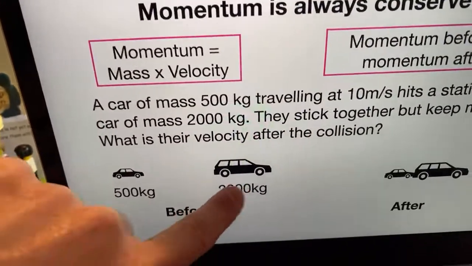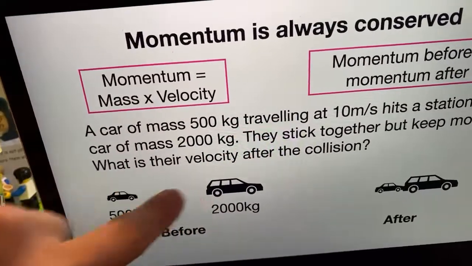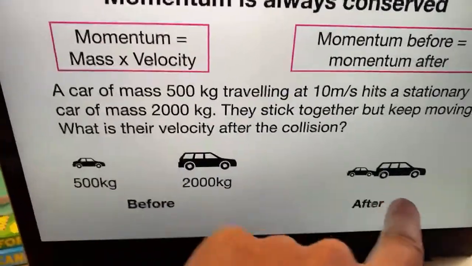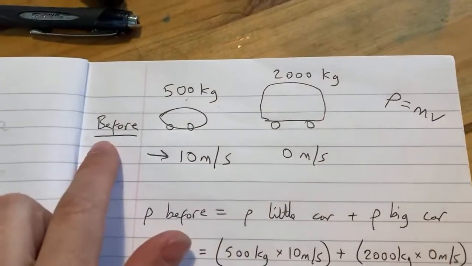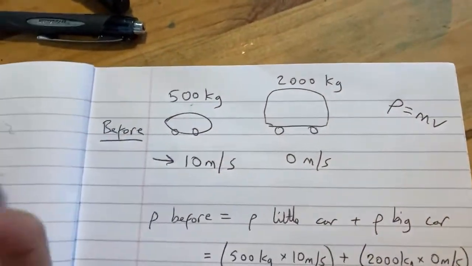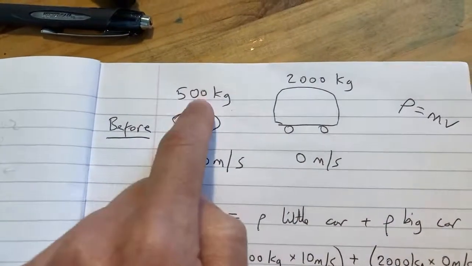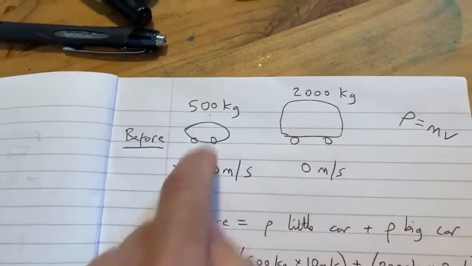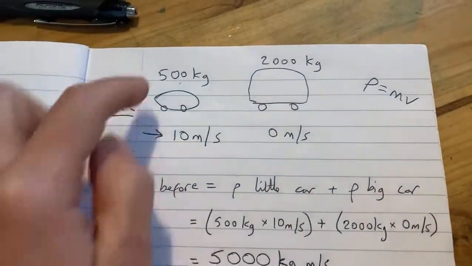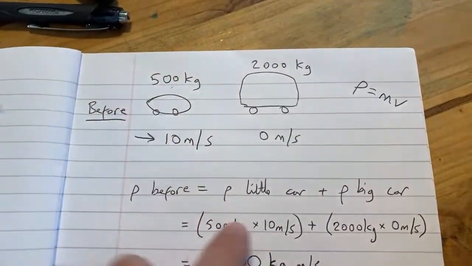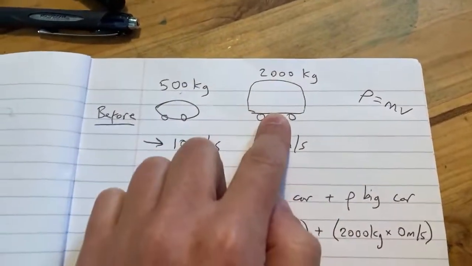So, little car, 500 kilograms, big car, 2,000 kilograms, little car's traveling at 10 meters per second, and then they stick together and we need their new velocity. Well, drawing a diagram usually helps. So first of all, I want to work out the momentum before. So I write down everything I know. I've got the mass of both cars and the velocities of both cars, so this is going to be okay. So the momentum before is the momentum of the little car plus the momentum of the big car, okay?